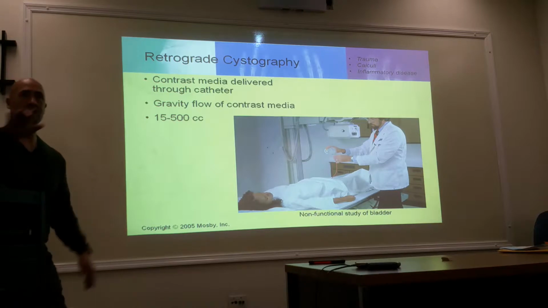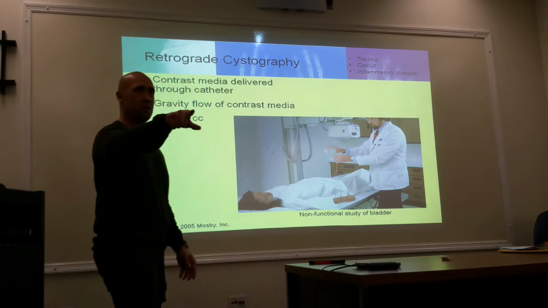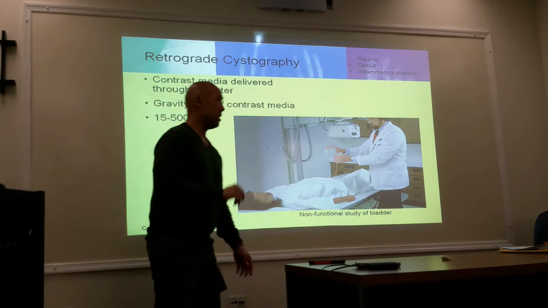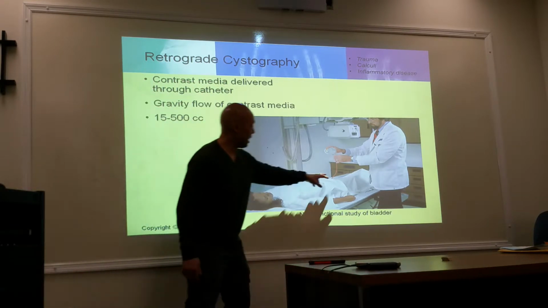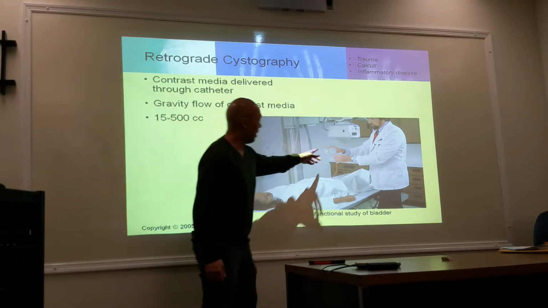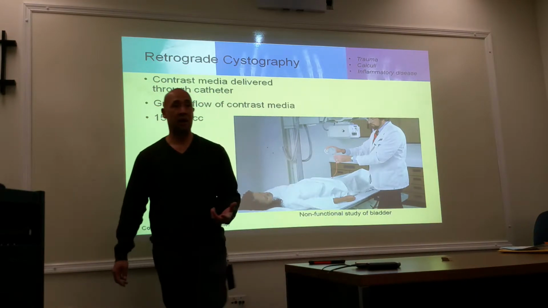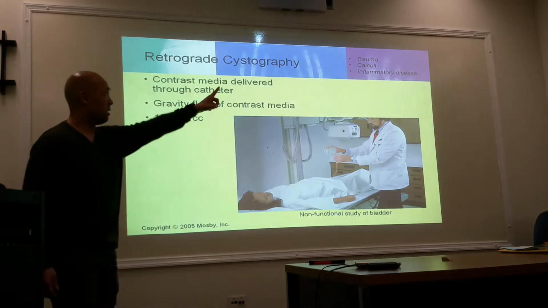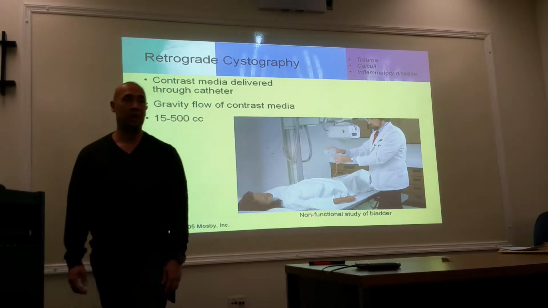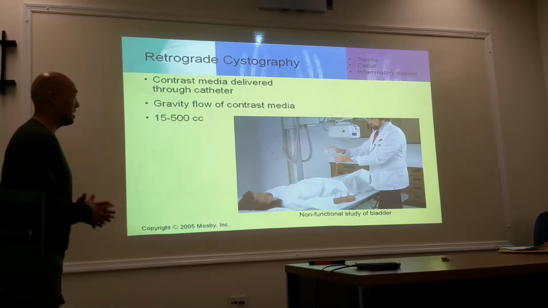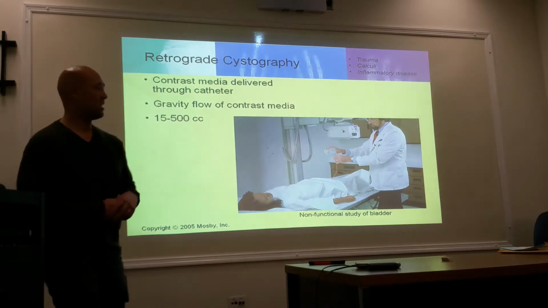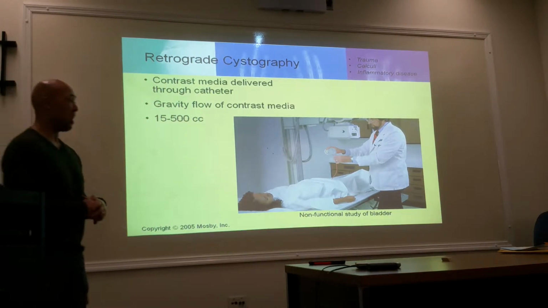Retrograde cystogram. Someone said they saw a cystogram or a VCUG, okay? This is just a plain cystogram, not a VCUG. So for a cystogram, we're going to put a urinary catheter into the bladder, and we're going to fill up the bladder with contrast using gravity. Now this is an important note. It's a non-functional study of the bladder. So a retrograde cystogram is just simply to look at the size and the shape of the bladder. It has nothing to do with function. So it's a non-functional study.